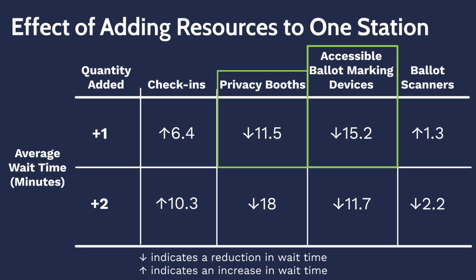Adding 2 additional privacy booths reduces wait times by 18 minutes, and adding 2 additional accessible ballot marking devices reduces wait times by 12 minutes. 2 extra ballot scanners reduce voter wait times by only 2 minutes, and 2 extra check-ins actually increase wait times by 10.5 minutes. With these results, it is clear that adding 1 privacy booth or accessible ballot marking device effectively reduces wait times. However, there is little added benefit of adding 2 of any one resource in the simulated scenario.